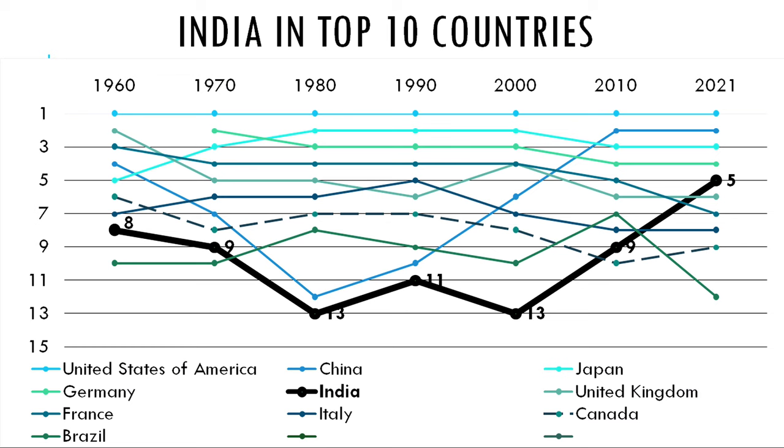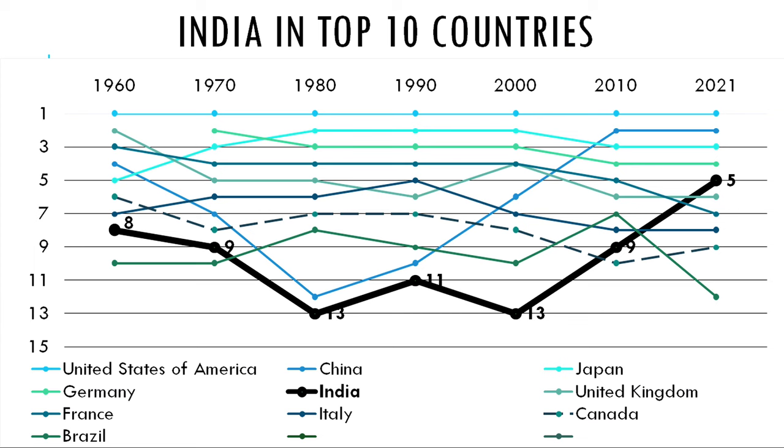For example, America is a top producer, but America became a free nation 200 years before us. We have been a free nation for only the last 7 decades. So we have to see how countries are growing faster. In the 1980s also the Five Year Plans were going on, and from 80 to 90 we were able to go up from 13 to 11.